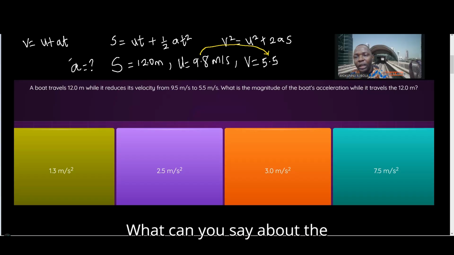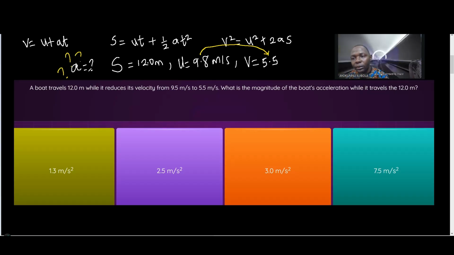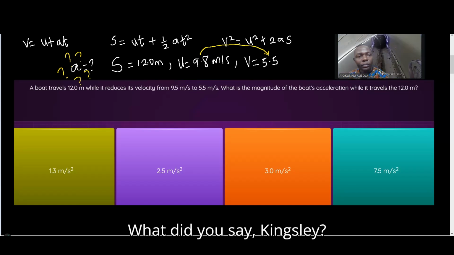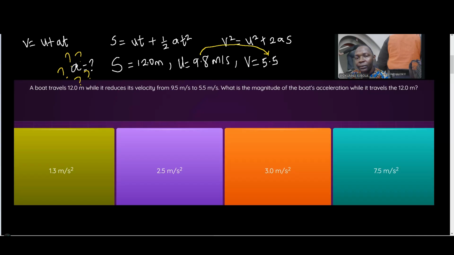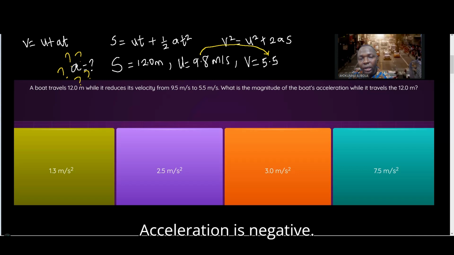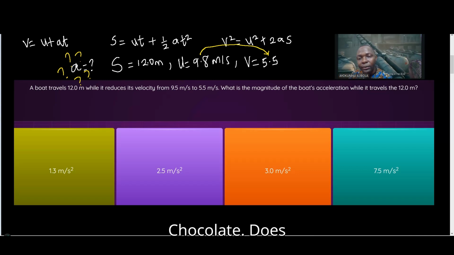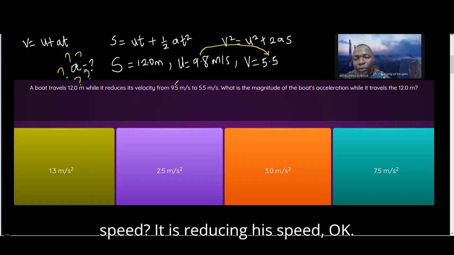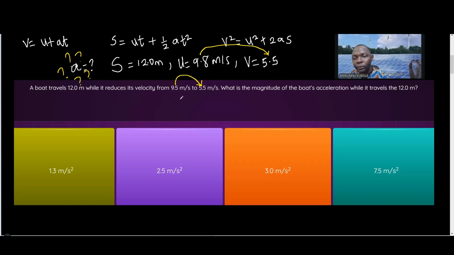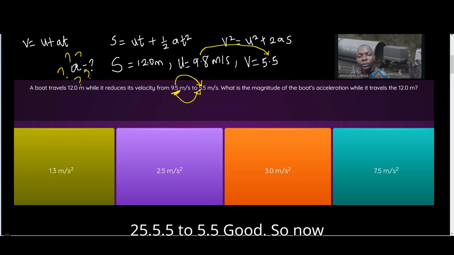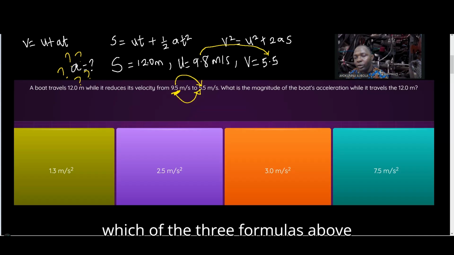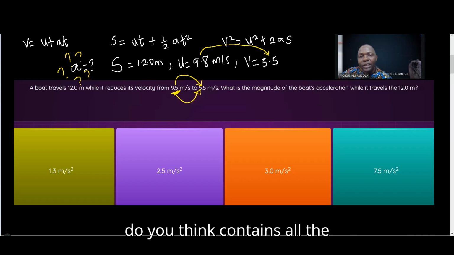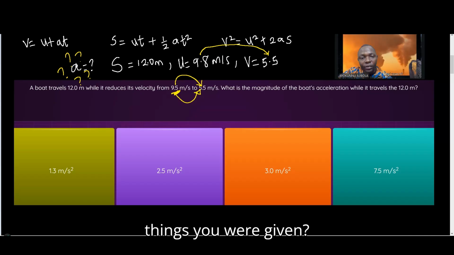What can you say about the acceleration? The acceleration is negative. It is negative. Is that clear? Yes. That means it is not increasing its speed, it is reducing its speed, okay? From 9.5 to what? To 5.5, good. So now, which of the three formulas above do you think contains all the things we were given?